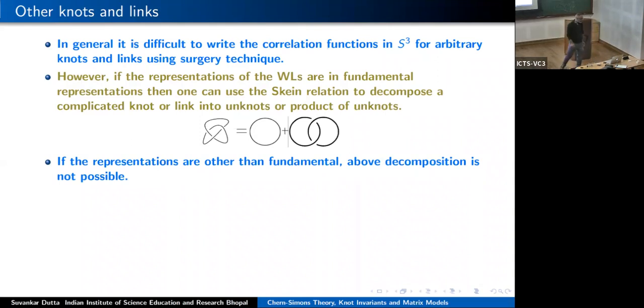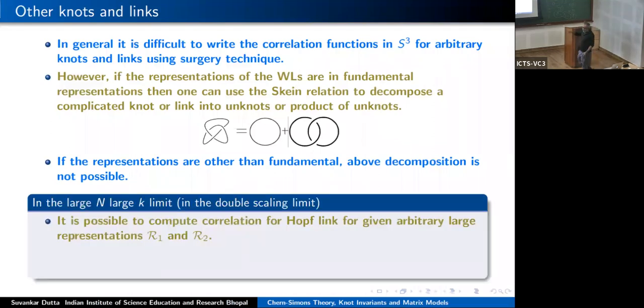As I said, if the representations are other than fundamental, then this kind of skein relation is not possible, and you need some generalized skein relation. What we will see, in the large N and large scale limit, actually in the double scaling limit, which I will define shortly, is that it is possible to compute correlation functions of the Hopf link for any arbitrary large representations R1 and R2. You give me any arbitrary large representation in this limit, and I can tell you how to calculate the correlation functions for the Hopf link given any R1 and R2.